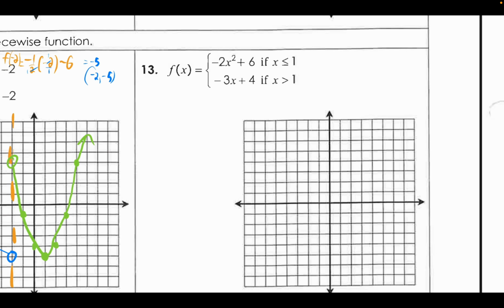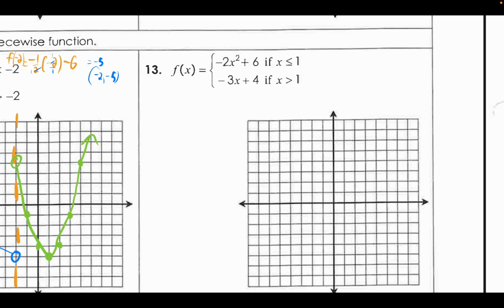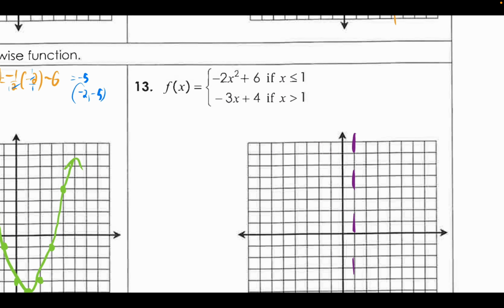Here we have our changing of the functions at 1. So I'm going to make that my dashed line. And this top function will be less than or equal to 1, so the left side, or the bottom function is the right side. And I'm going to find my vertex since this is a quadratic function.